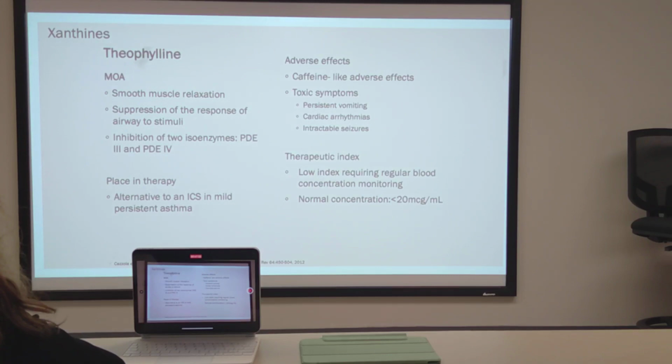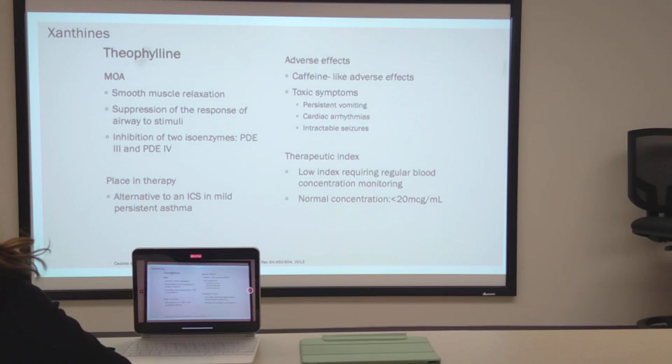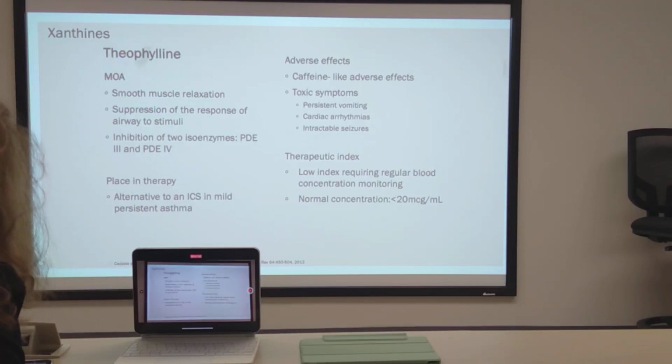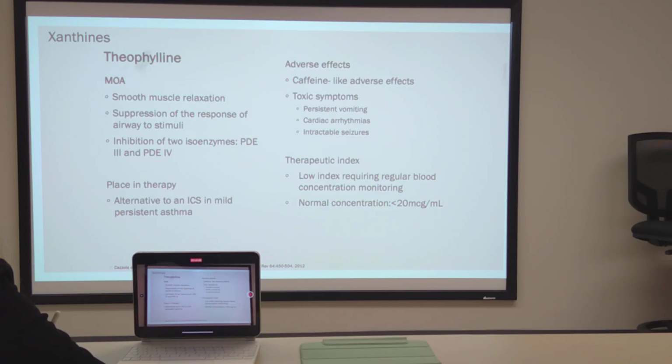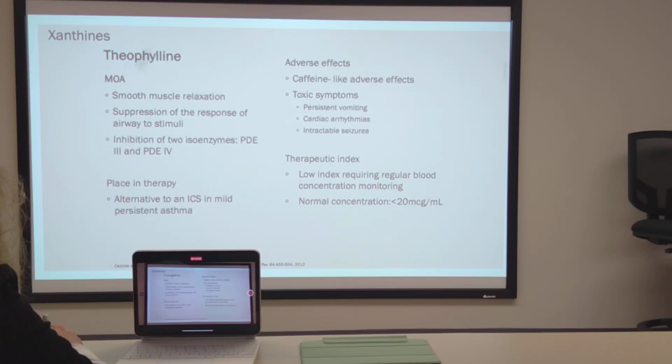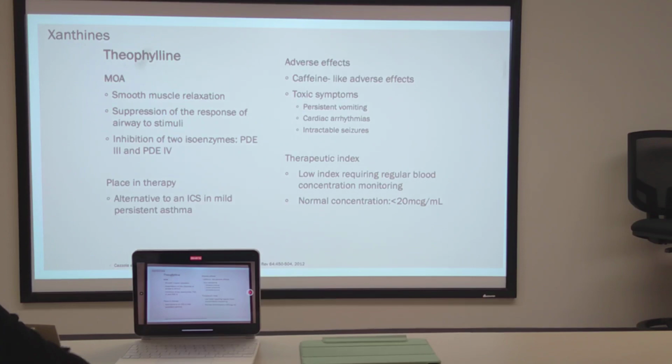Okay, so theophylline has definitely fallen way out of favor. In my lifetime, I've only had one patient who was on theophylline, and I was like, who put you on this? But it was a new patient that came to me. I put this here for completion's sake because it's still there. So it helps basically to relax your smooth muscle. It suppresses the responses of airways to stimuli. And it also inhibits two of your enzymes, PDE3 and PDE4. So this is usually used as an alternative therapy to inhaled corticosteroids for patients who have mild persistent asthma.